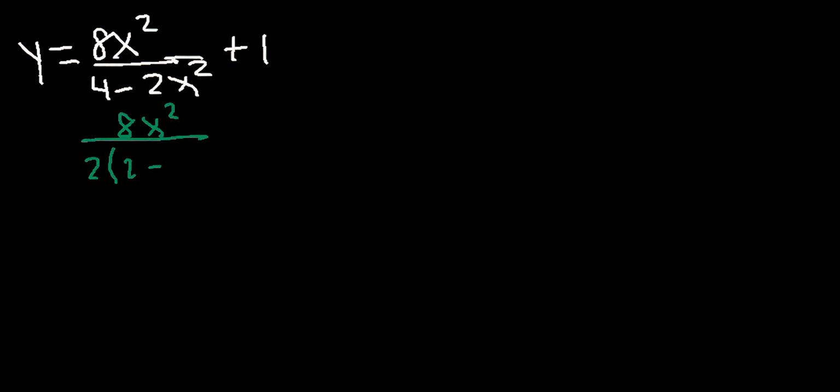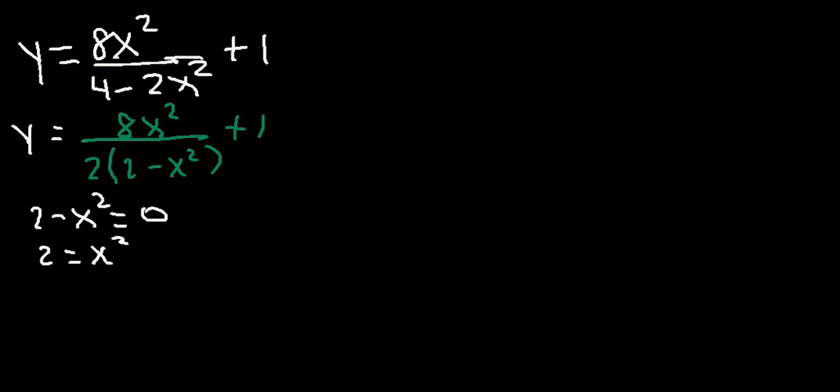Notice that it's going to be 2 minus x squared. And we're going to set that part equal to 0, and we're going to solve for x. So x is equal to plus or minus radical 2. So we have two vertical asymptotes in this problem.